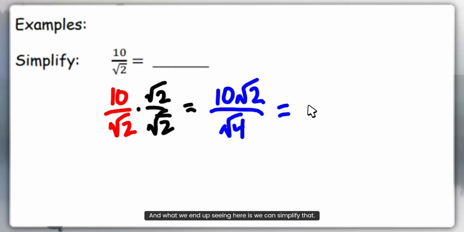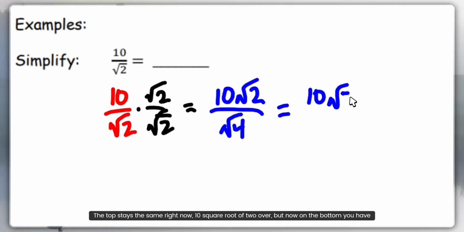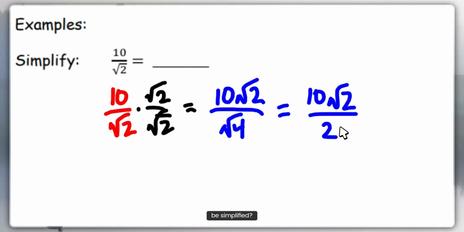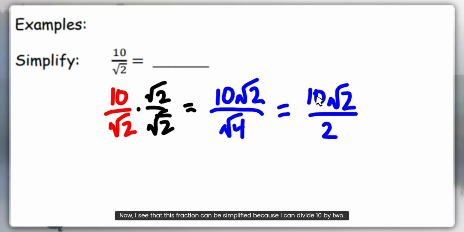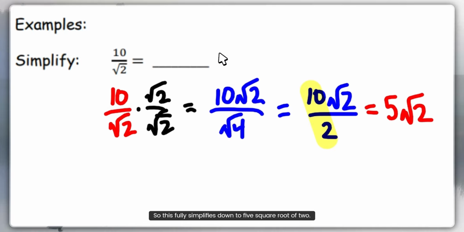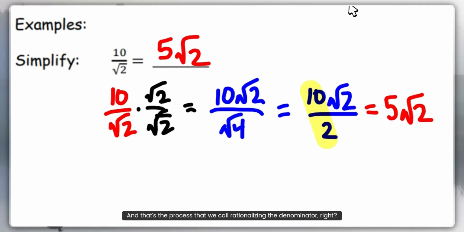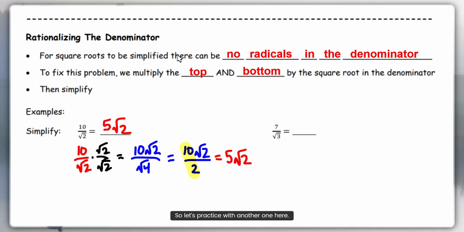And what we end up seeing here is we can simplify that. The top stays the same right now, 10 square root of 2 over, but now on the bottom you have the square root of 4, which we understand is just 2, right? And then the last thing you want to check for here is, once you've gotten rid of that square root in the denominator, check to see, can this fraction be simplified? Now I see that this fraction can be simplified because I can divide 10 by 2. 10 divided by 2 is going to give you 5. So this fully simplifies down to 5 square root of 2. So our answer here is 5 root 2, right? And that's the process that we call rationalizing the denominator, right? So let's practice with another one here.